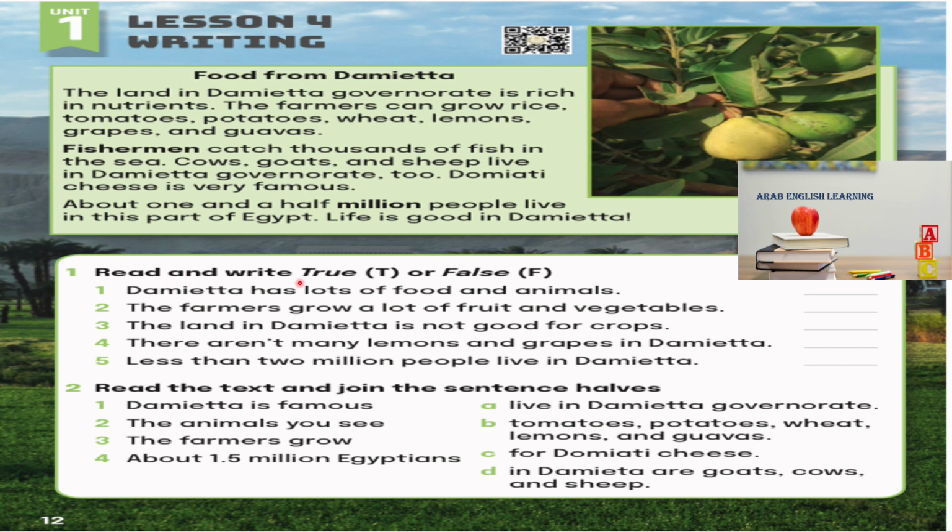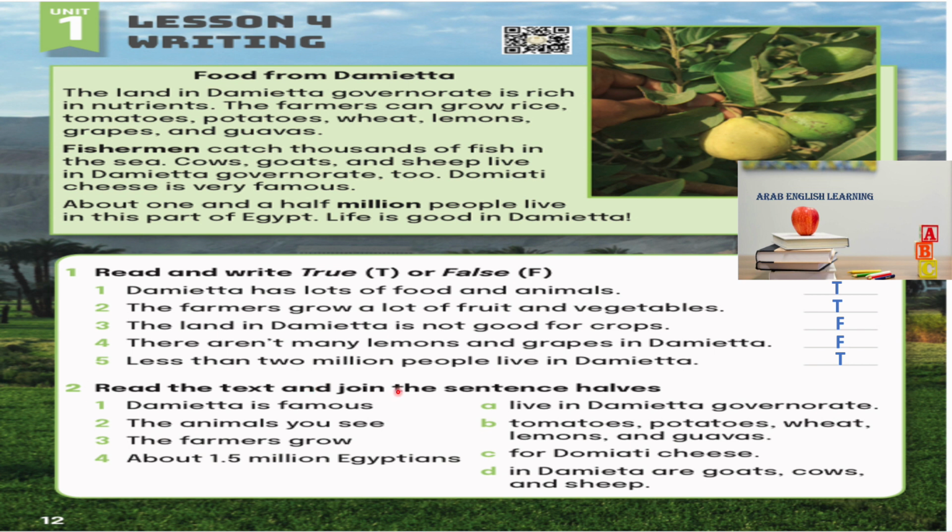Exercise 1. Read and write true T or false F. 1. Dumyata has lots of food and animals. True. 2. The farmers grow a lot of fruit and vegetables. True. 3. The land in Dumyata is not good for crops. False. 4. There aren't many lemons and grapes in Dumyata. False. 5. Less than 2 million people live in Dumyata. Correct. True, because about 1.5 million people live in Dumyata, which is less than 2 million people.